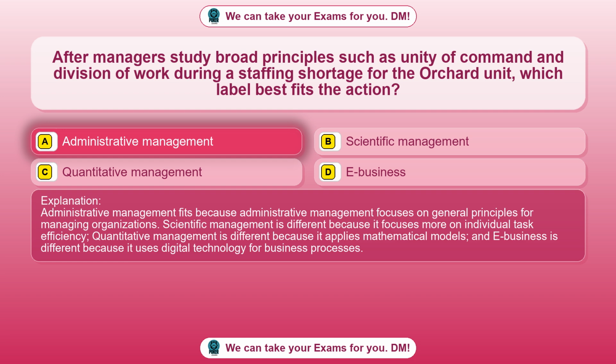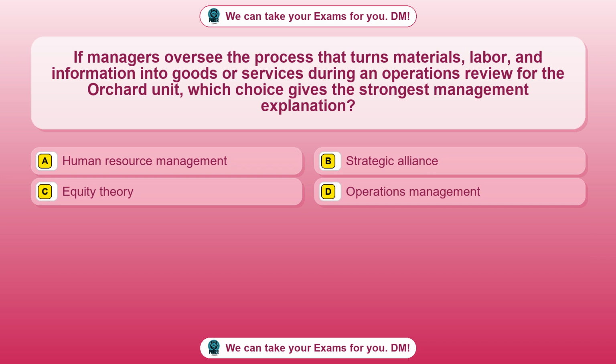Administrative management fits because administrative management focuses on general principles for managing organizations. Scientific management is different because it focuses more on individual task efficiency. Quantitative management is different because it applies mathematical models, and e-business is different because it uses digital technology for business processes. Question 97.